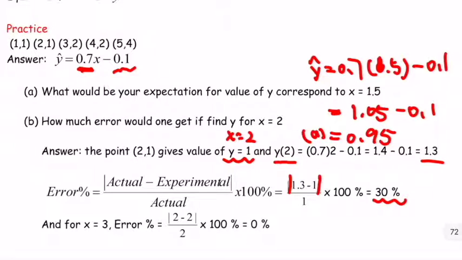And for x equal to 3, the error is equal to 2 minus 2 divided by 2 times 100%, which is 0%. Because x equal to 3 is the center of mass, so there is less change and less error here. So this is the reason why the error here is equal to 0%.